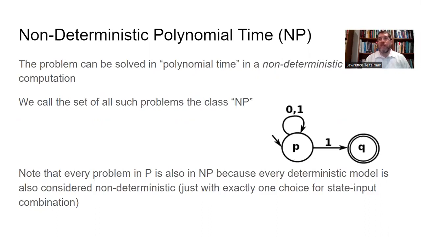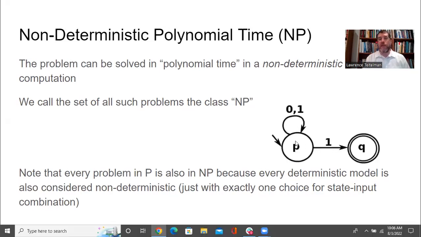It means, the long way of saying it, the problem can be solved in polynomial time in a non-deterministic model. What does that mean? If you look at the picture here, this is an example of non-determinism. Everyone see that? If I'm in state P and I get a 0, then I necessarily have to stay in state P. But if I get a 1, I have a choice. This transition allows me to stay in state P, but there's another transition that says I can go to state Q if I want.